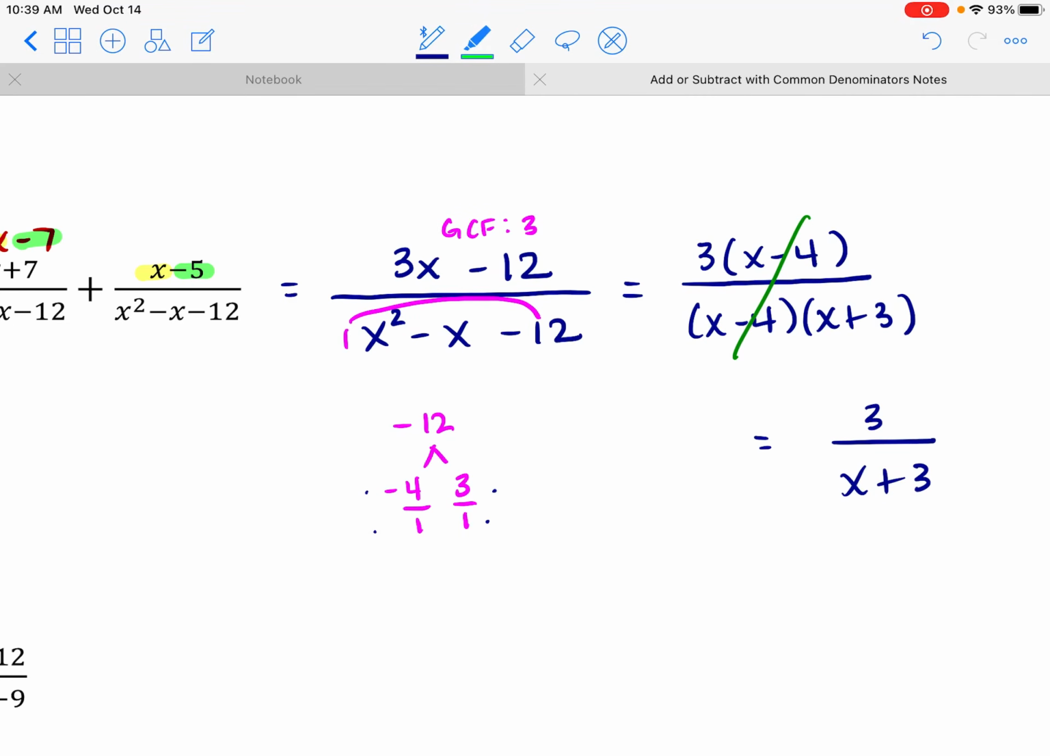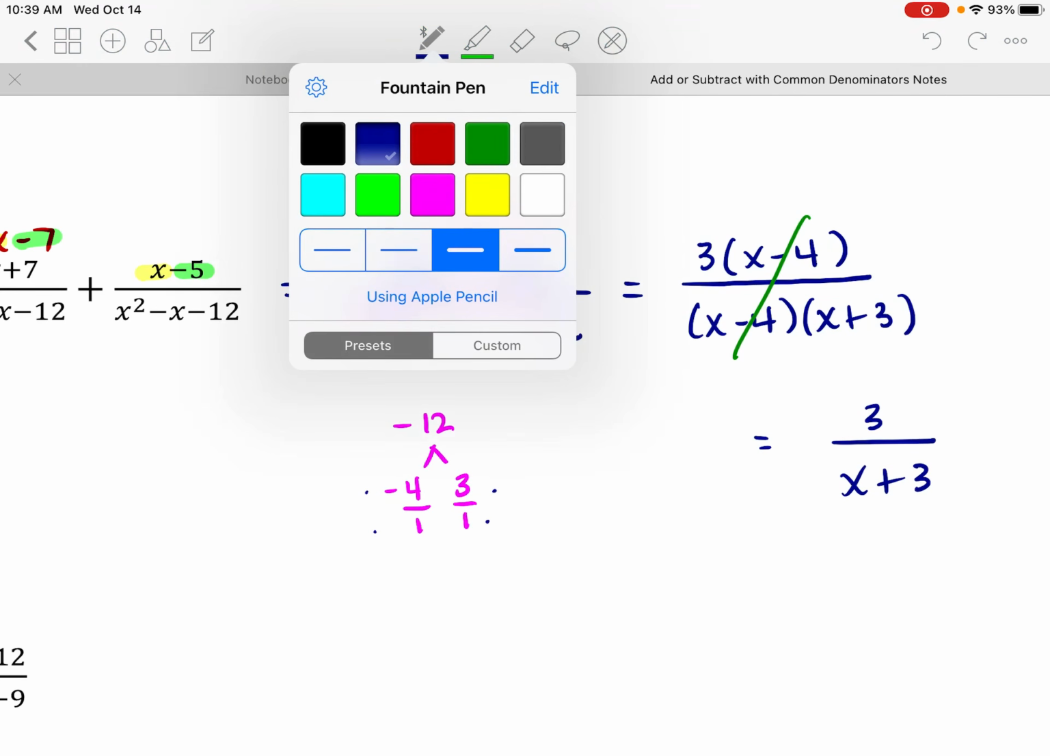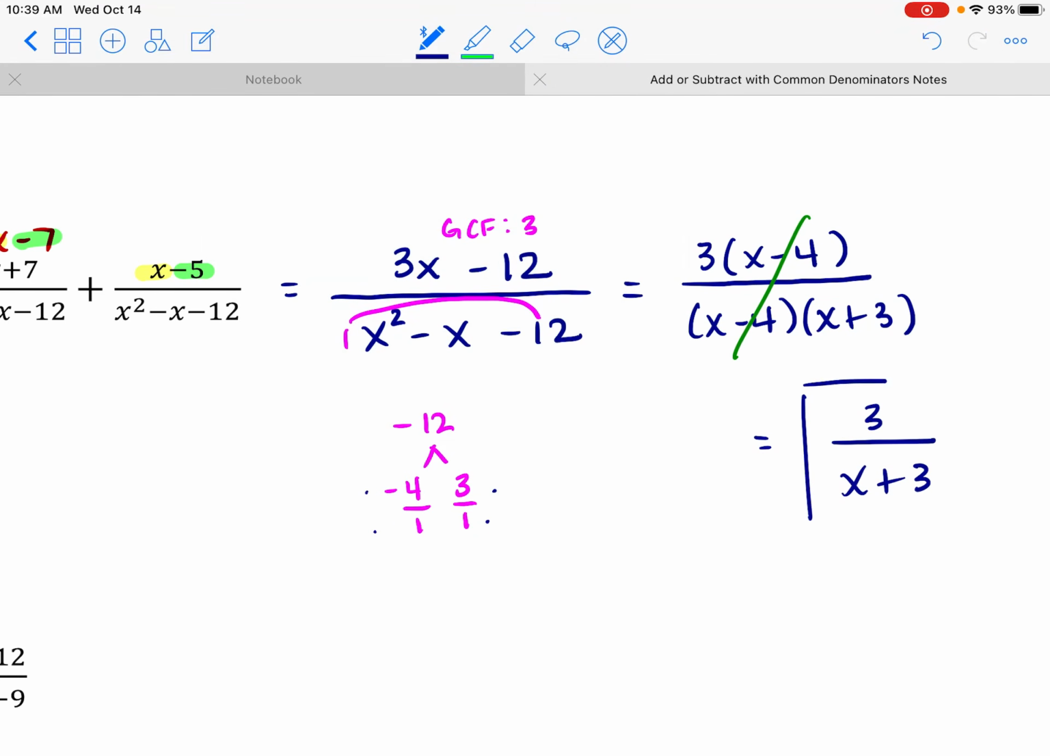And again, you might be tempted to reduce, okay, but we cannot do that. How many terms do we have in this fraction? 1, 2, 3. Do they all have a 3? They do not. Okay, so we cannot go any further. Don't you do it. Okay, I know it's tempting, but this is going to be the final result.